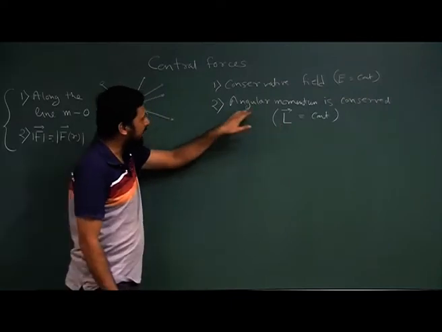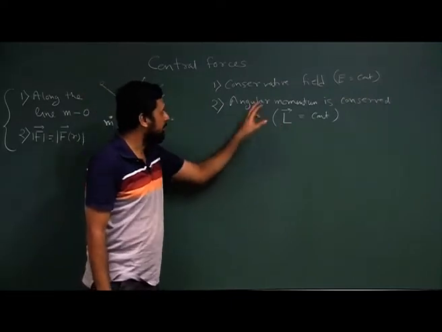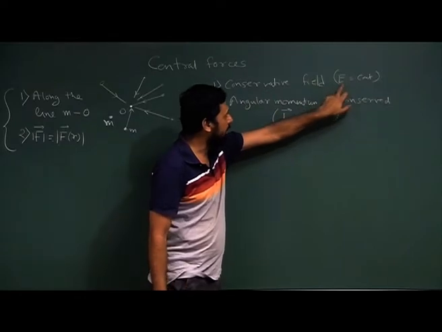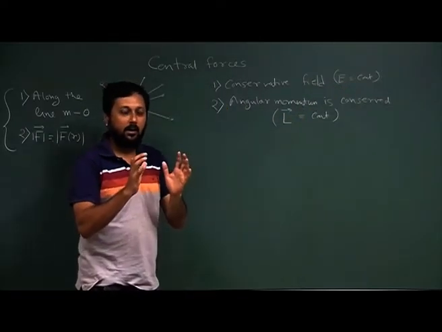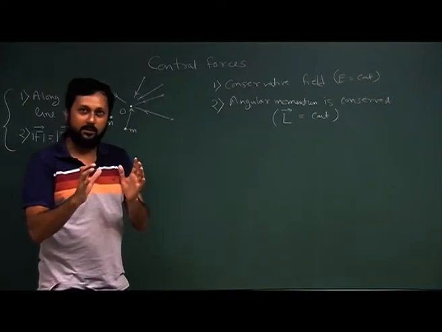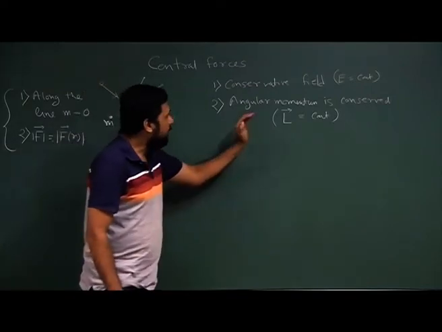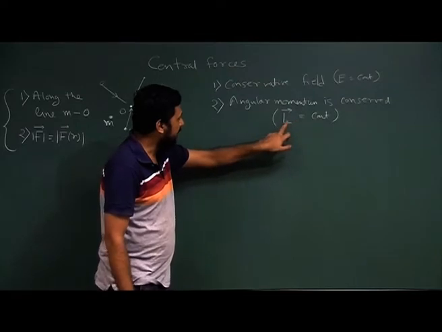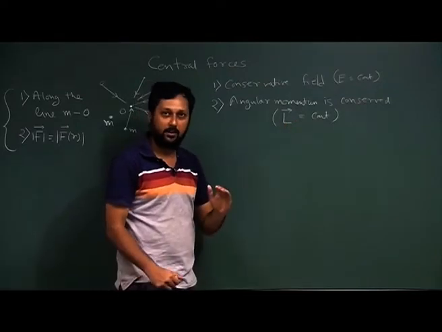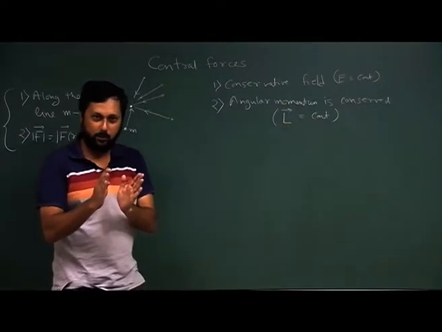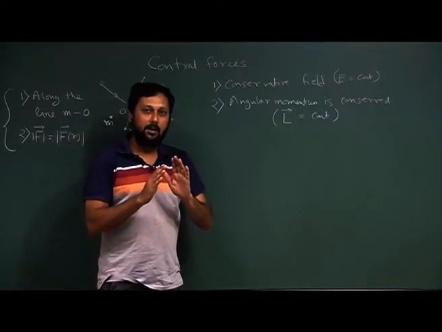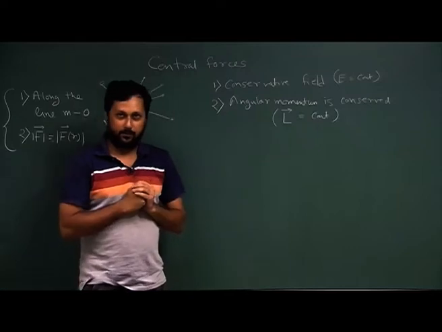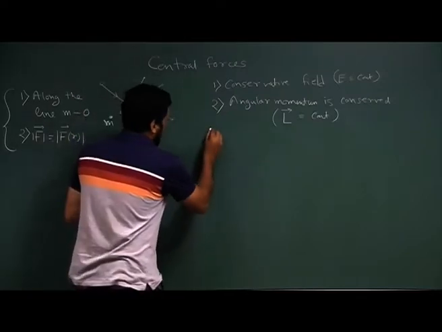Please understand that angular momentum is not a scalar. Energy is a scalar quantity. So, energy is constant means E as a number which represents the total energy is constant. But angular momentum conservation essentially means L as a vector is a constant. That means it is not only the magnitude of that vector, but also the direction of that particular vector in space is a constant. Okay.